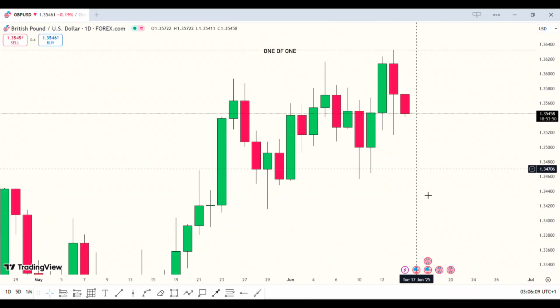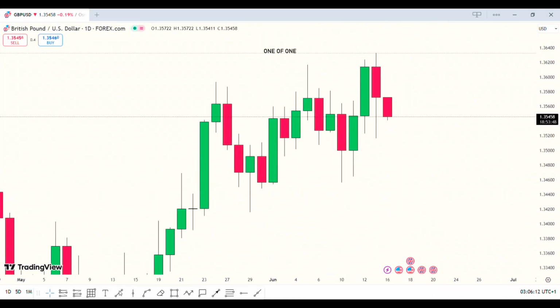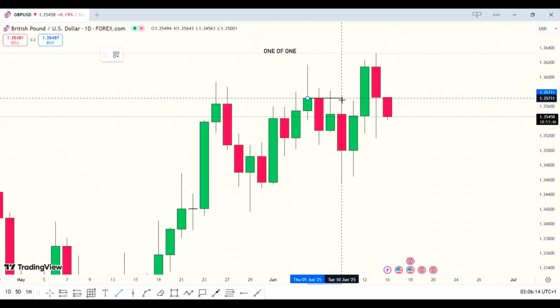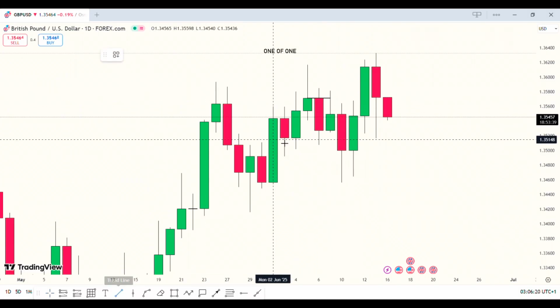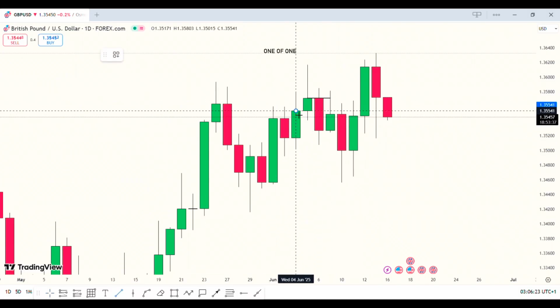So looking at this here, we can see how price reacted from this closing price here. So price tapped into that, and that presented an opportunity. You can see how price reacted from this closing price here.